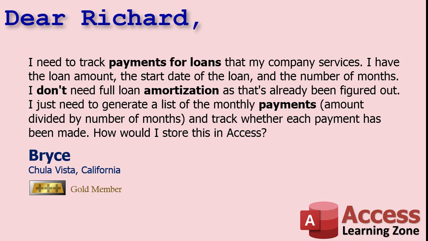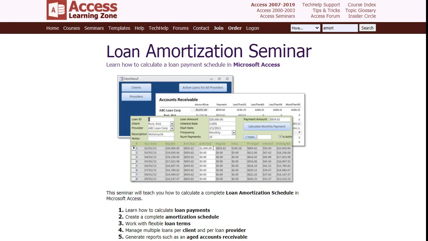Well, Bryce, your job is actually pretty easy since the amortization has already been done for you. I guess the loan company will tell you the total amount of the loan, how much the monthly payments are, and all that's already figured out for you. For everybody else, if you need loan amortization, I do have other videos on that.